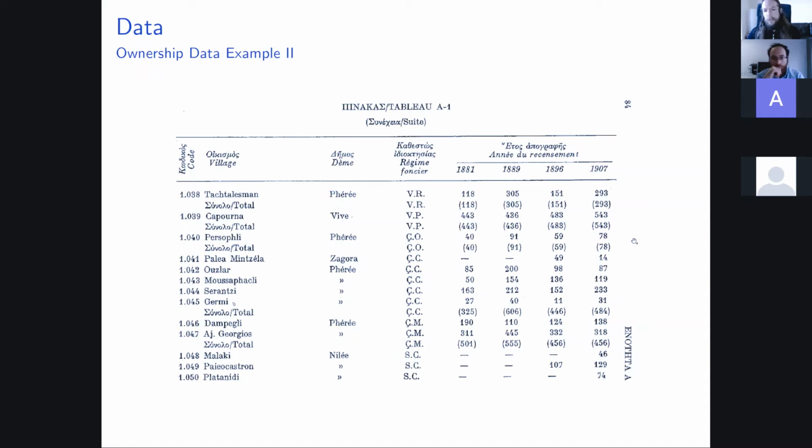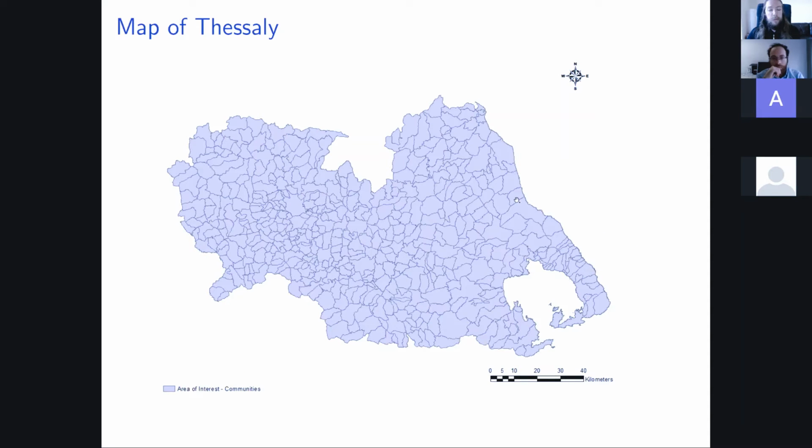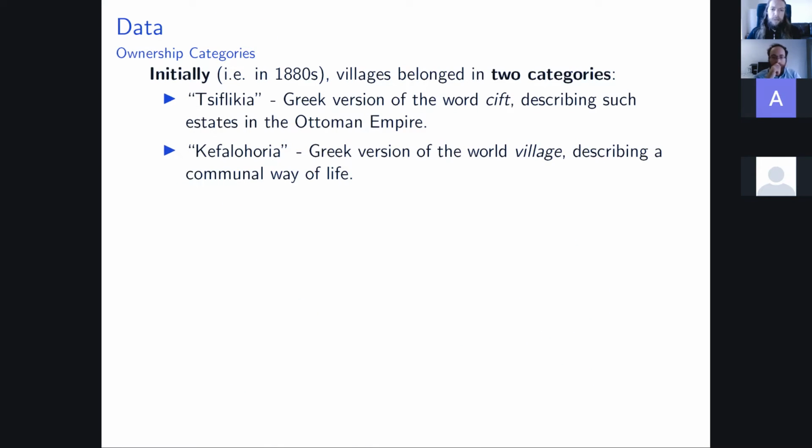And what are these regimes, how do they look? So this is the area I was talking about before, Thessaly. These are essentially the communities. And initially they belonged to two categories. The two main categories I already mentioned are Tsifliki and Kefalochoria, which are the estates and the villages. So you can think of them as the two main original ownership categories.